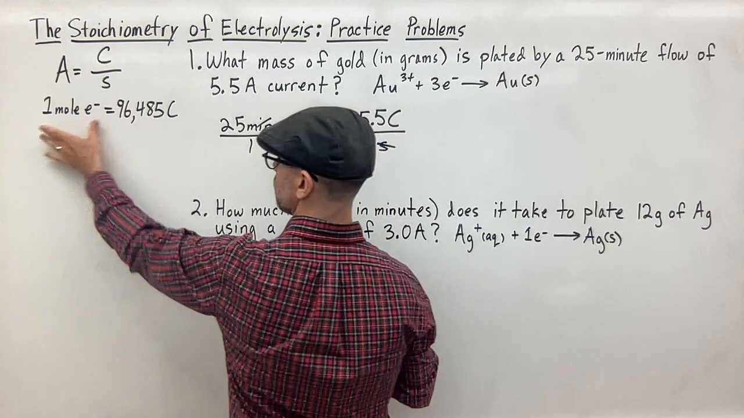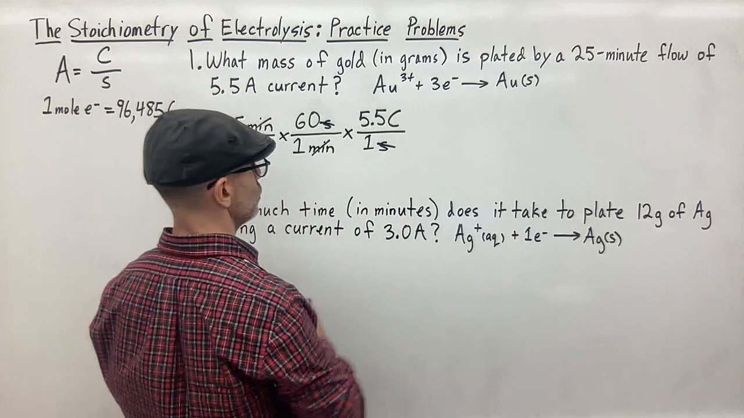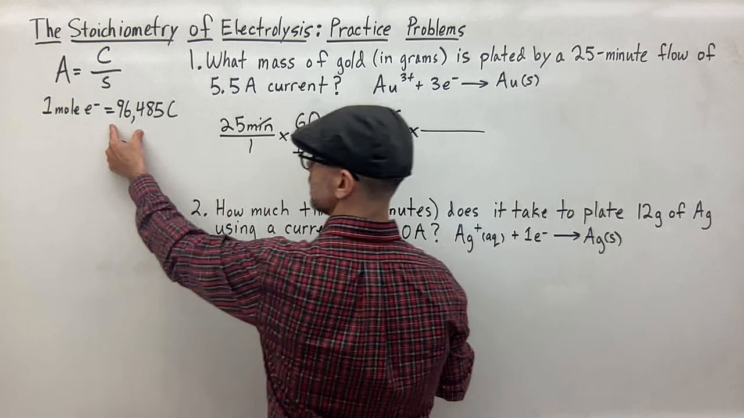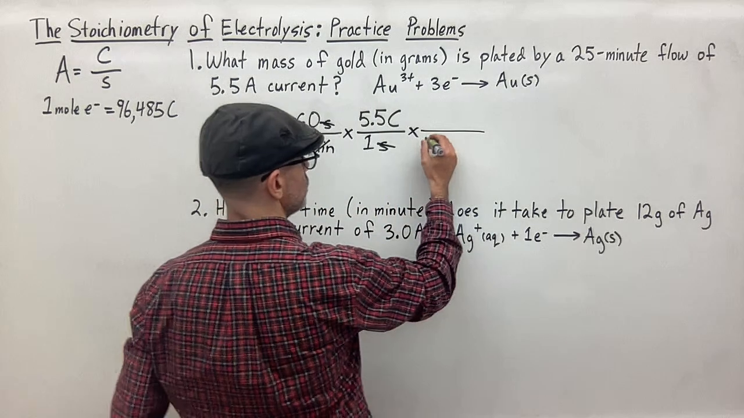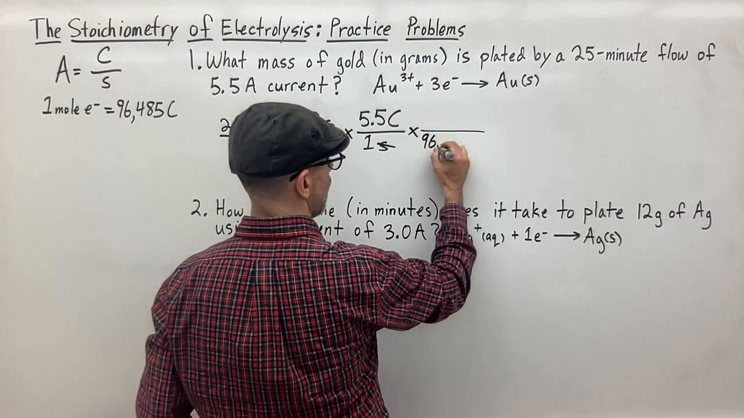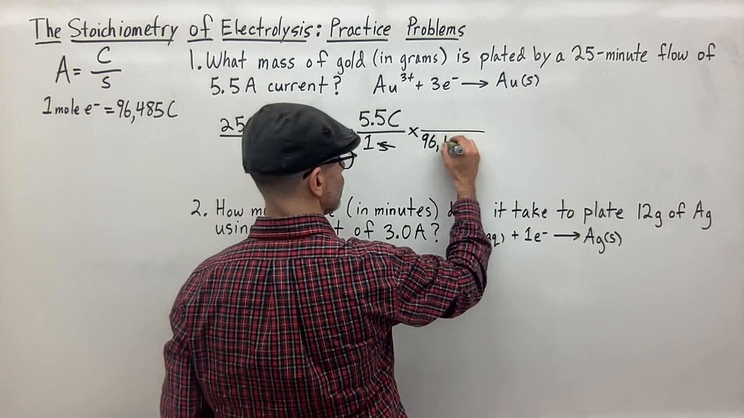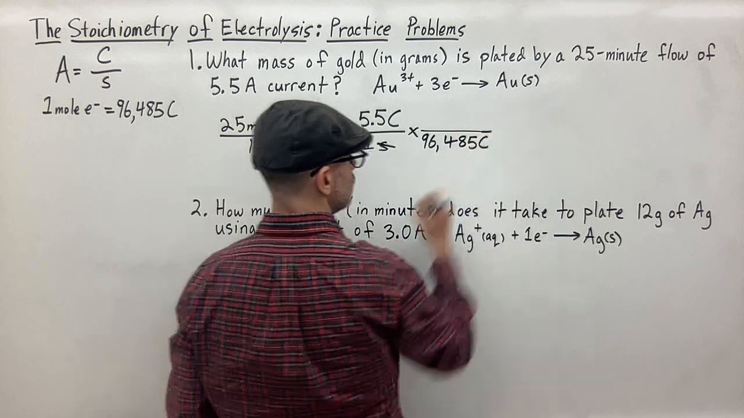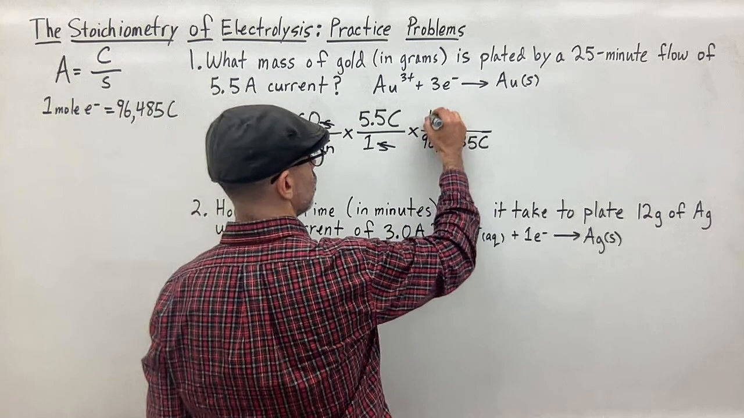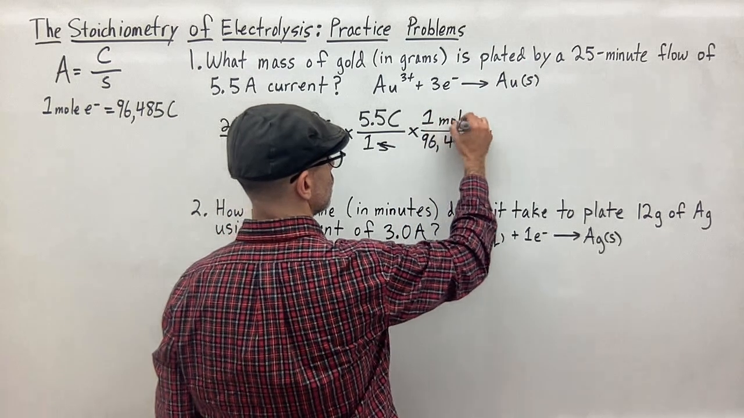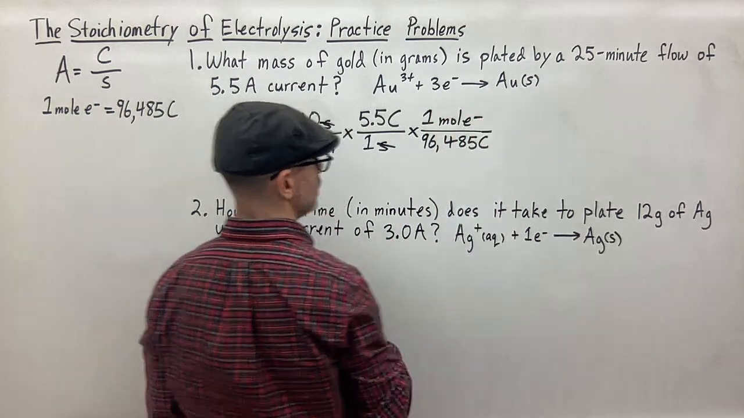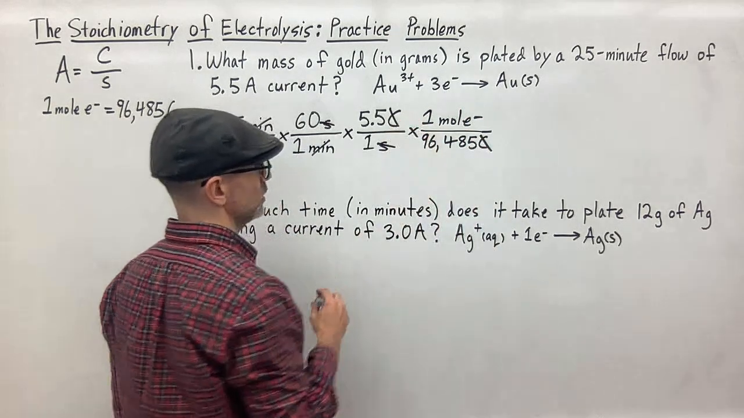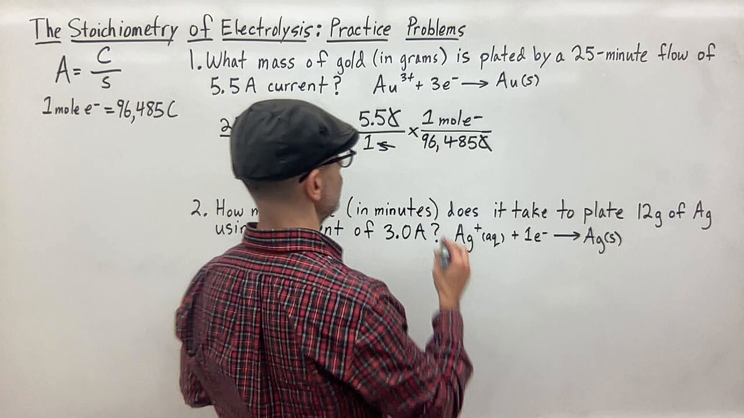So I'm going to use this conversion factor to convert to moles of electrons. I know that 96,485 coulombs is equal to 1 mole of electrons. So then the coulombs cancel out, and now I have moles of electrons.